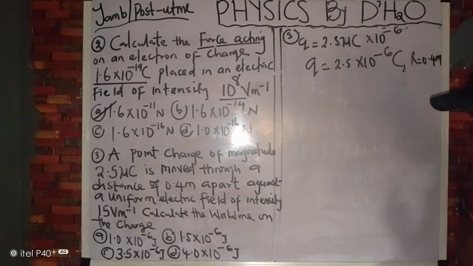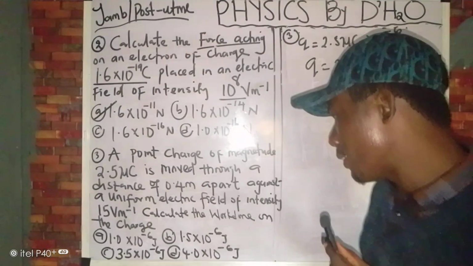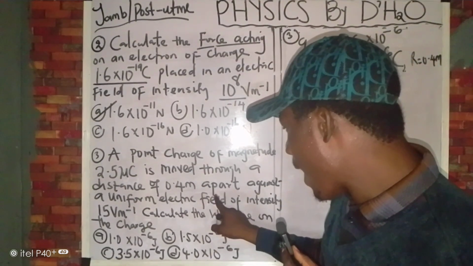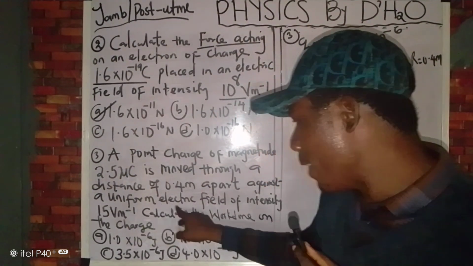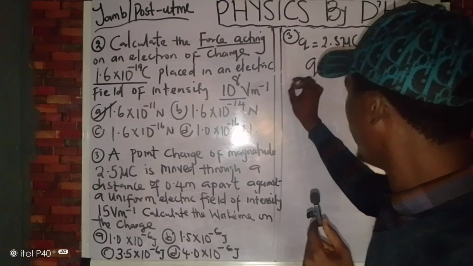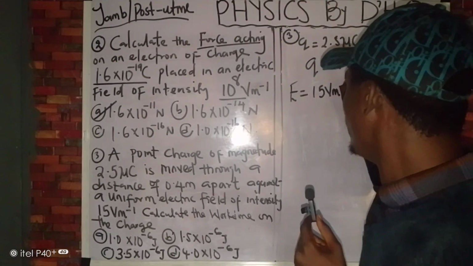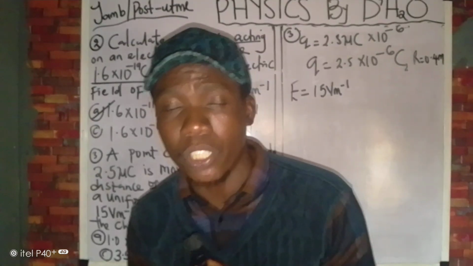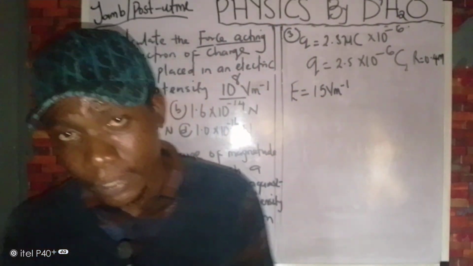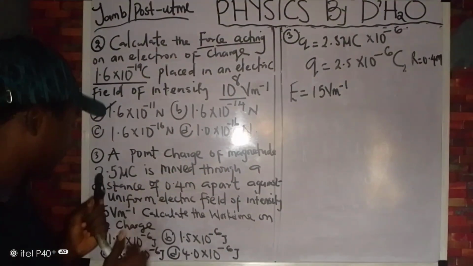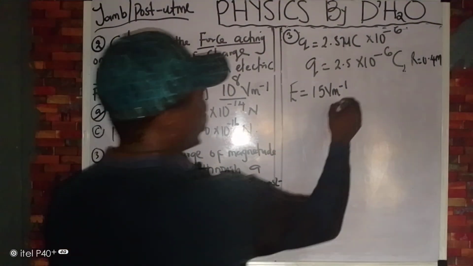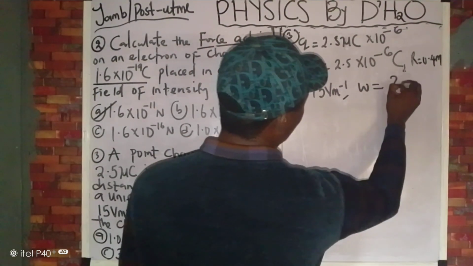Now, what did they say again? They now said that it moves against a uniform electric field of intensity. Electric field intensity is equal to what? 15 volt per meter. Remember I told you that electric field intensity is Newton per coulomb or volt per meter. Okay, good. So that's the electric intensity. Calculate the work done on the charge.